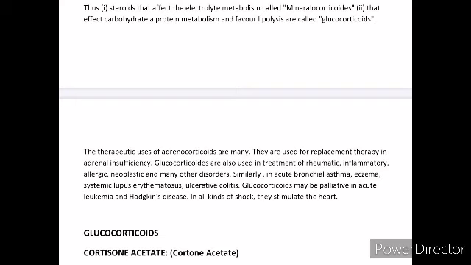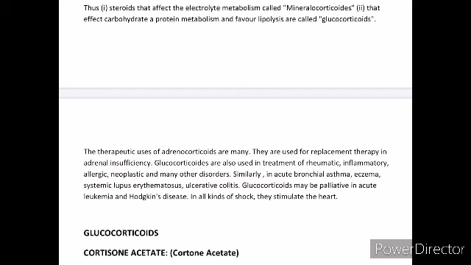They are used in replacement therapy in adrenal insufficiency, meaning your adrenal cortex is not working properly, so there is a deficiency of these hormones. Glucocorticoids are used in the treatment of rheumatic conditions, inflammatory conditions, allergy, and many other disorders. Similarly, in acute bronchial asthma, eczema, that is skin problems, systemic lupus erythematosus, and ulcerative colitis.